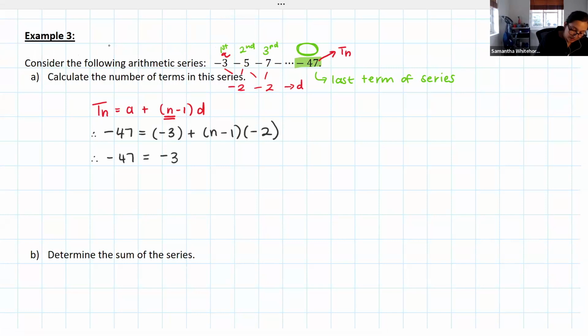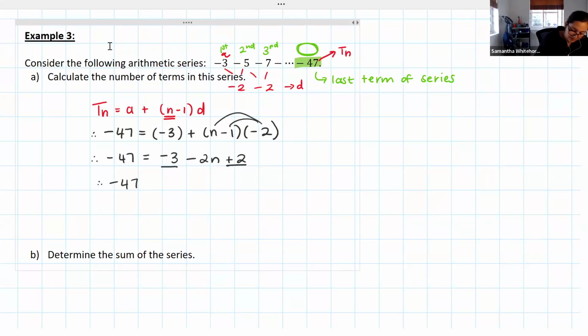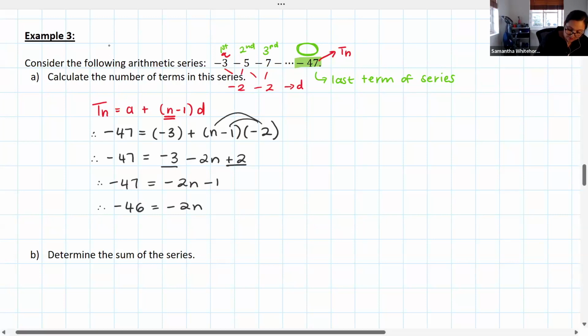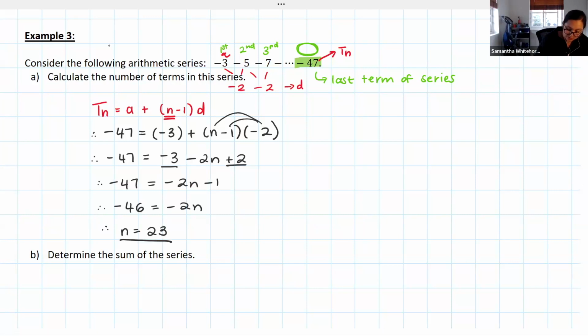If we just neaten up the right-hand side and we distribute the -2, we have -3 minus 2n plus 2. -3 plus 2 are both constants. And so I've got -2n minus 1. And now I'm going to solve for n. So I'm going to add 1 on both sides, giving me -46 is equal to -2n. And then by dividing both sides by -2, I get n is equal to 23.